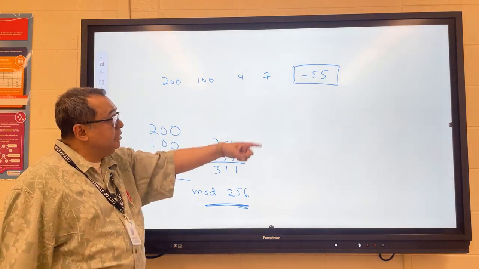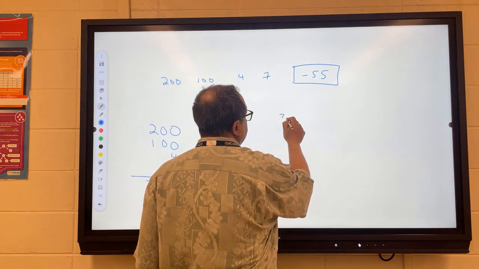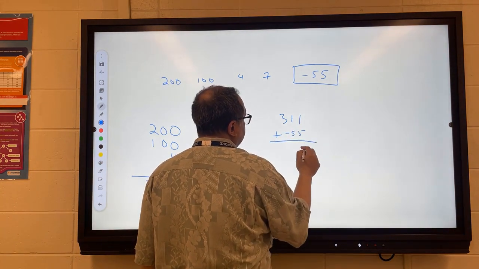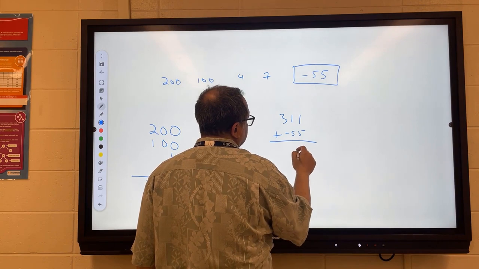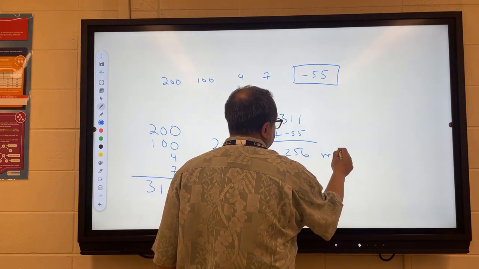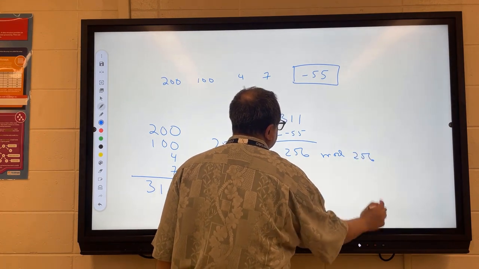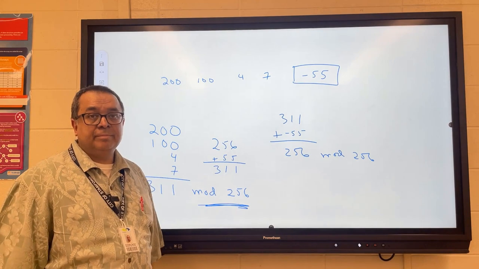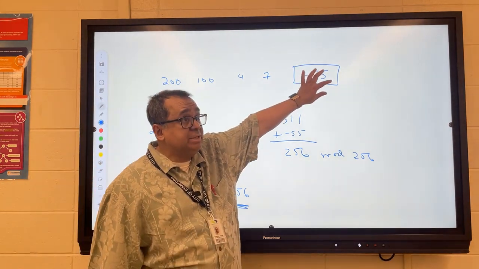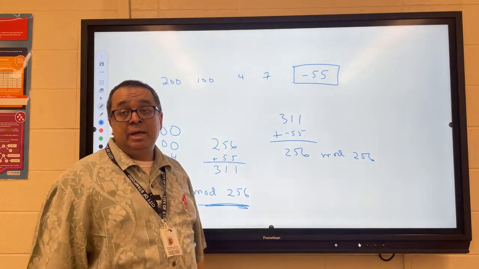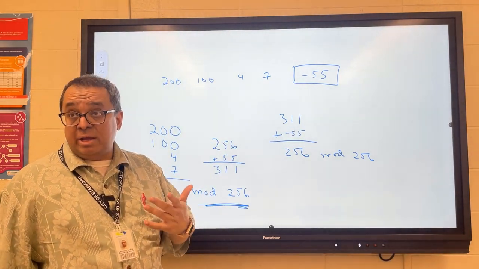Add up all the blue numbers. It's going to be this 311 plus the negative 55. How much is that going to be? 256. And 256 mod 256 is going to be zero. So we're picking this checksum in such a way so that when we add up all the numbers, it comes out to zero. That's the trick.